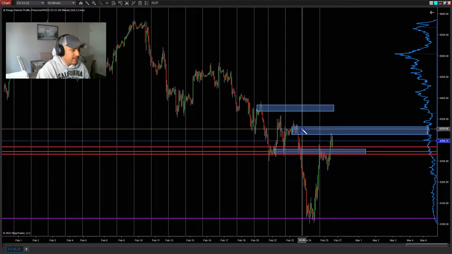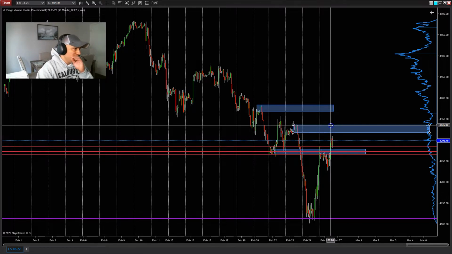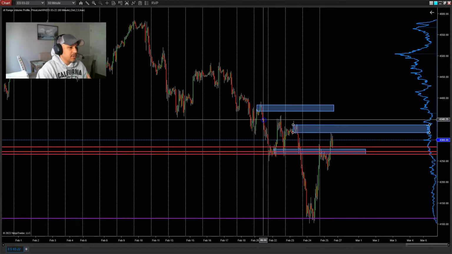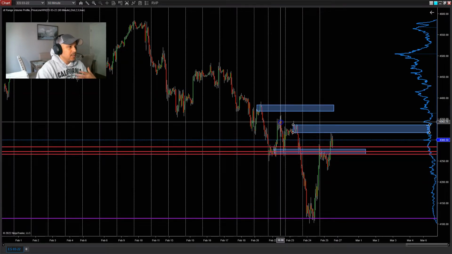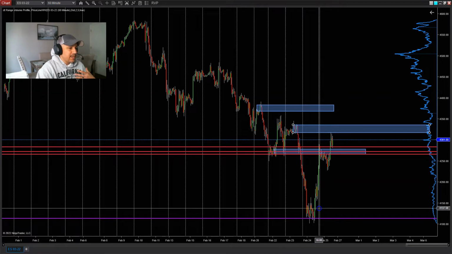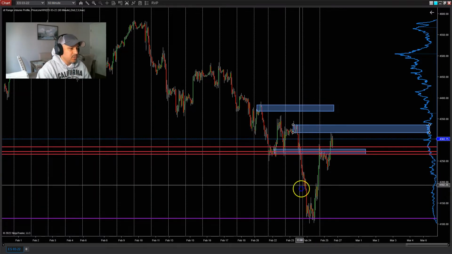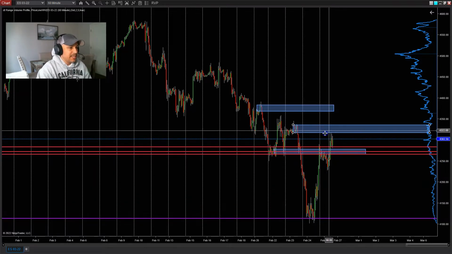We see this area right here, that's an area of supply. Area of supply is where initiation or origination of more selling is coming into the market. So the market pushed down here, a little buying came in, and then an accumulation of sellers stepped in and drove the market lower, that big dip on the 23rd going into the 24th. So the market is pulling back to the area of supply.